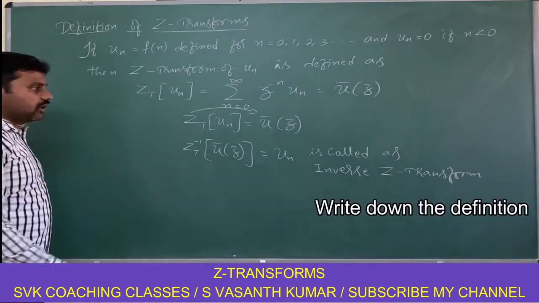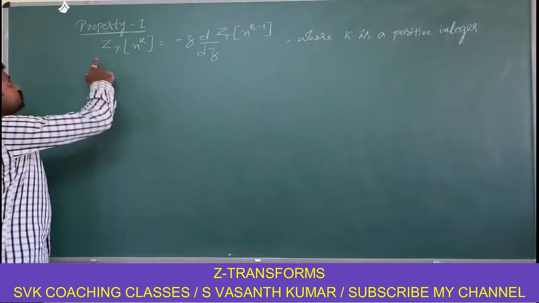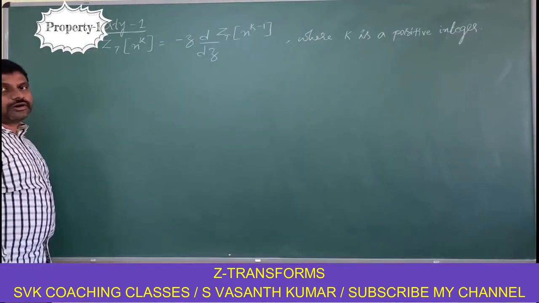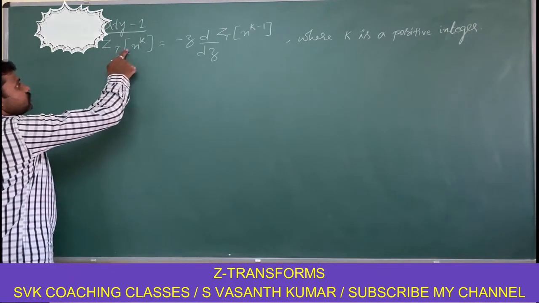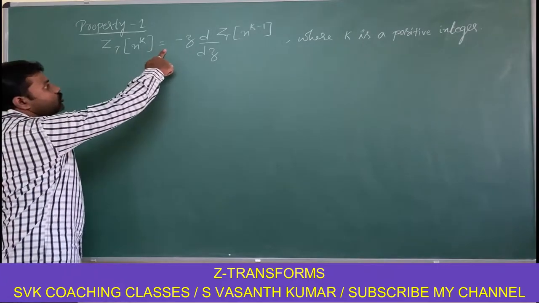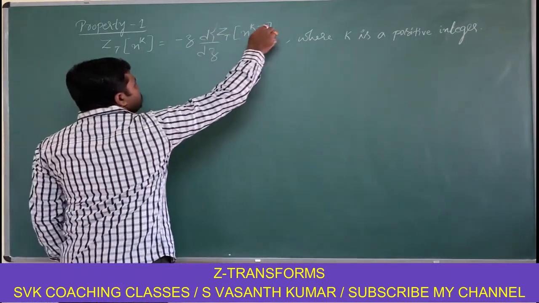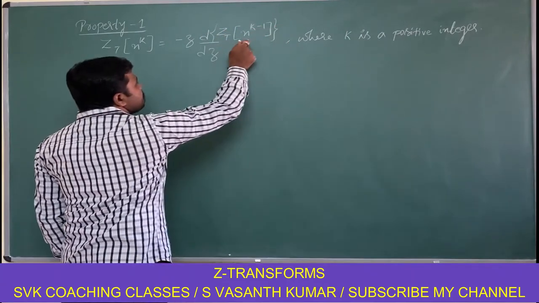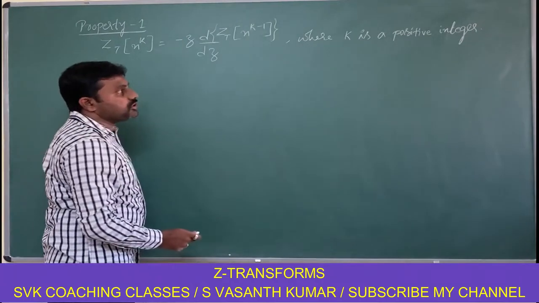Now next we shall move on to the properties of Z transformation. Consider property 1 of Z transformation. Zt of n power k is equal to minus z into d by dz of Zt of n power k minus 1, where k is a positive integer.